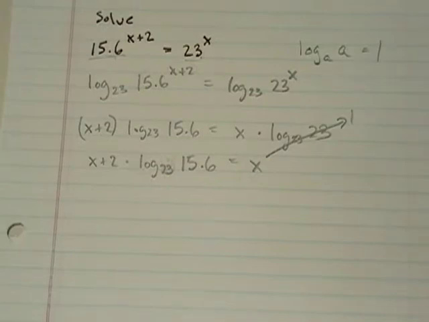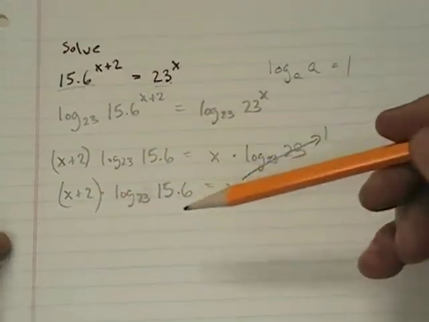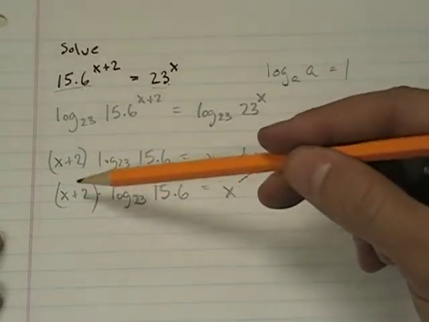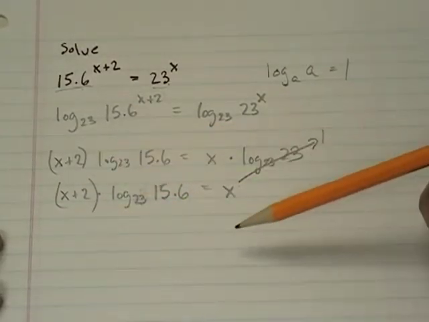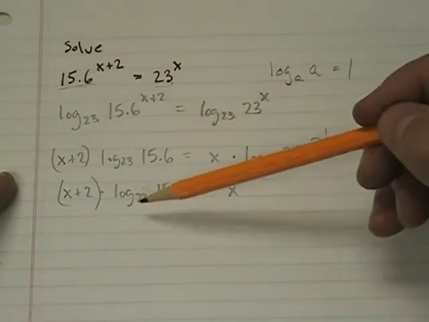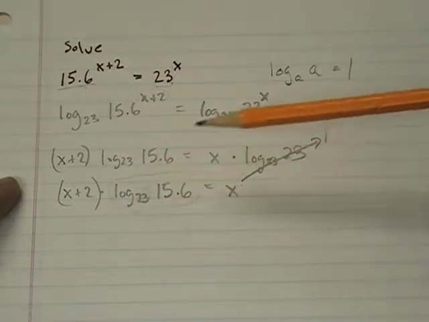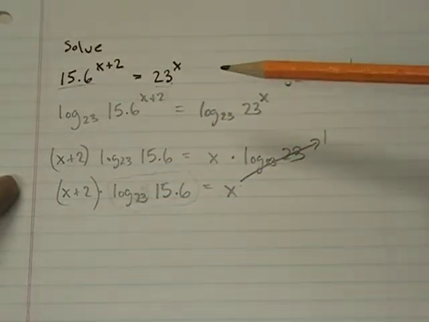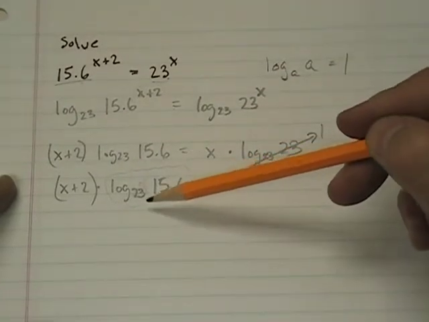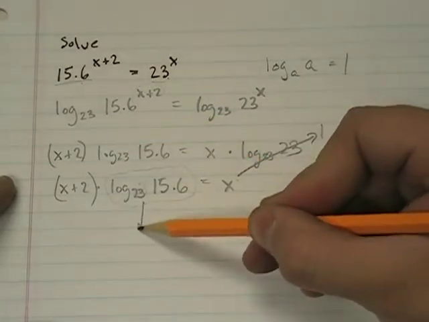Now, here's where most of my students panic. They see this and they say, well, I've got x here and I've got x here and I've got to get this over here, and they divide and they end up with a mess. Let me explain something to you folks. Log 23 of 15.6 is a number. That's all it is. And so to make this problem easier, I want to find what that number is and plug it in here, okay?